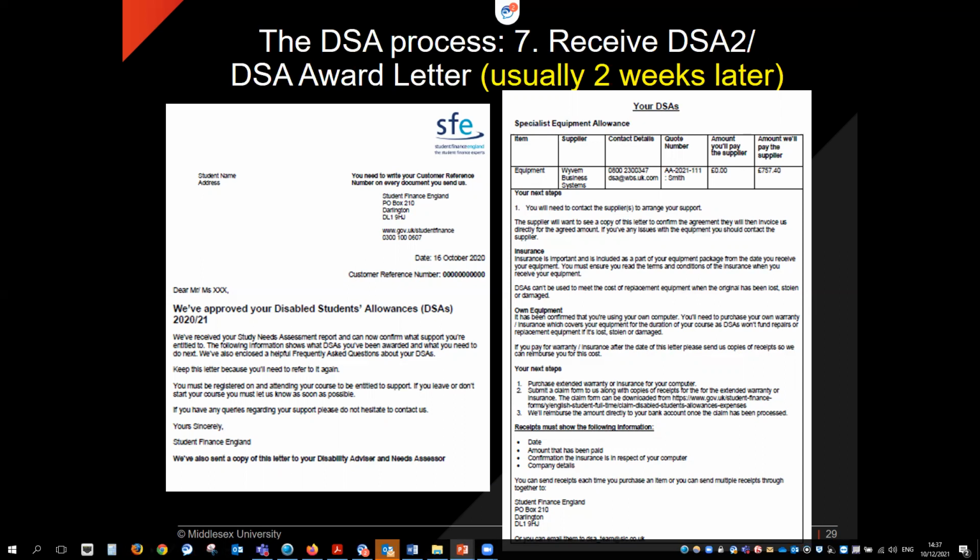For example, on this letter, probably you can't see it in detail, but the support supplier has been agreed for the equipment provision, and the student has to contact the support supplier and make the order. The support supplier doesn't know that they have been selected for the provision of equipment. That's why it's very important that the student sends the letter to all the support suppliers.